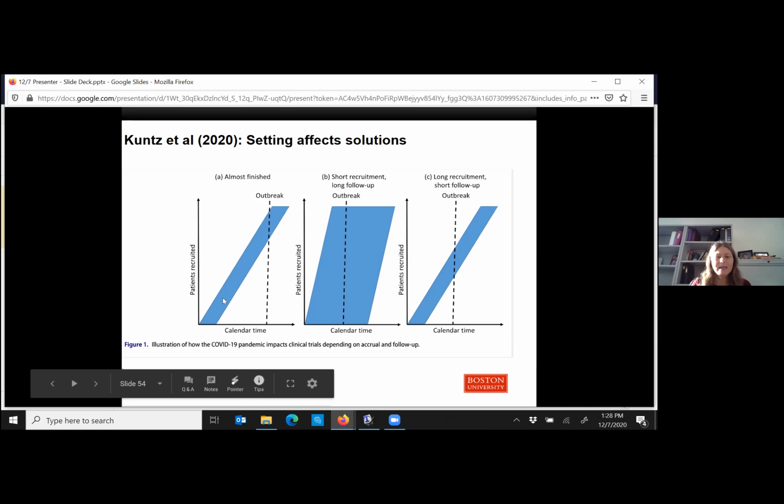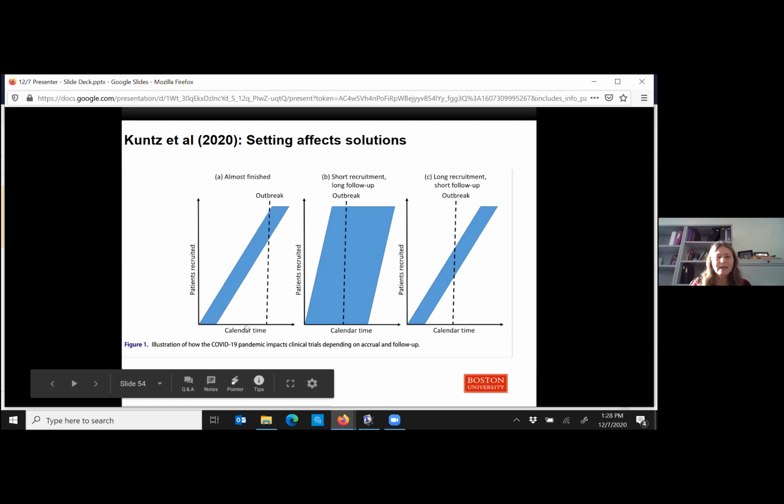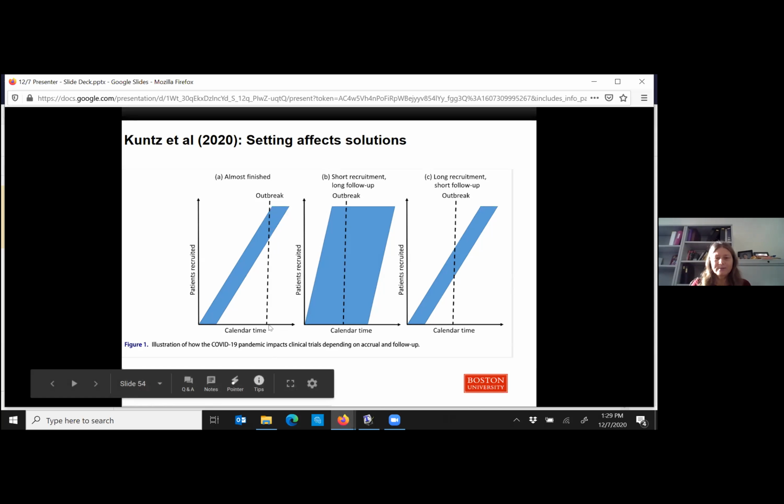The line between here and here is the time that the patients stay in the trial. So this first picture here indicates a trial that has a relatively short follow-up, but that has almost enrolled fully at the time of the COVID-19 outbreak, but where some outcomes may be missing or impacted by COVID-19 when COVID-19 struck in March.